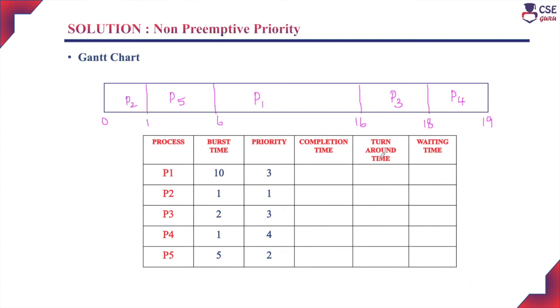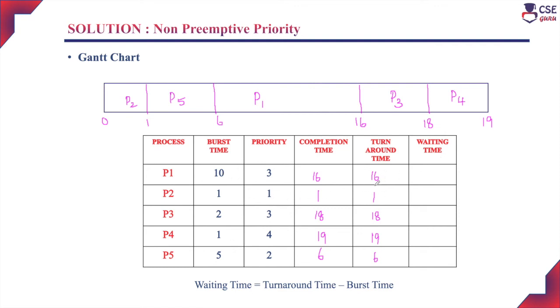Next, we need to find the turnaround time and waiting time for each process based on the non-preemptive priority algorithm. So the completion time for process P1 is 16, process P2 it is 1, process P3 it is 18, process P4 it is 19, and process P5 it is 6. Turnaround time we can calculate with the formula completion time minus arrival time. Since the arrival time for all the processes is 0, completion time itself will be the turnaround time. Next we need to find the waiting time.